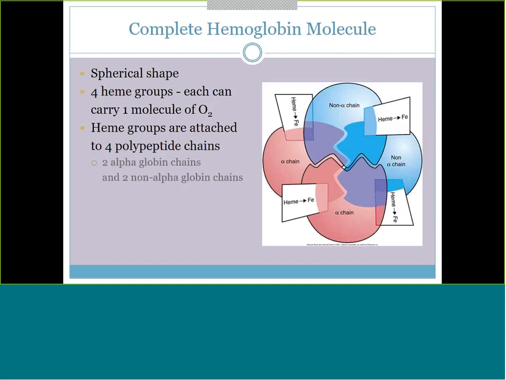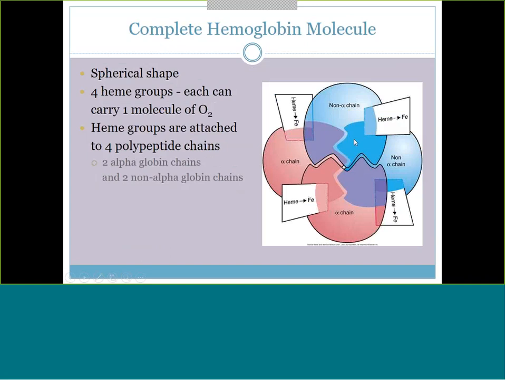So when you put the whole thing together, it is spherical in shape, and you'll see it kind of represented by that diagram there in the picture. Again, 4 heme groups. Each one of those heme groups has an iron inside that protoporphyrin ring. And again, each one of these heme groups will bind an oxygen. So you can see an oxygen on each one of these heme groups.